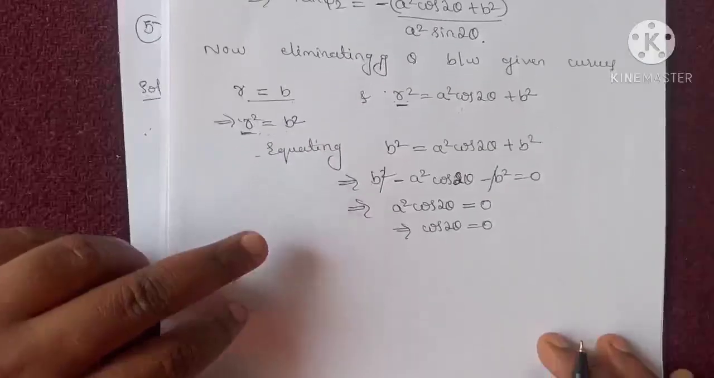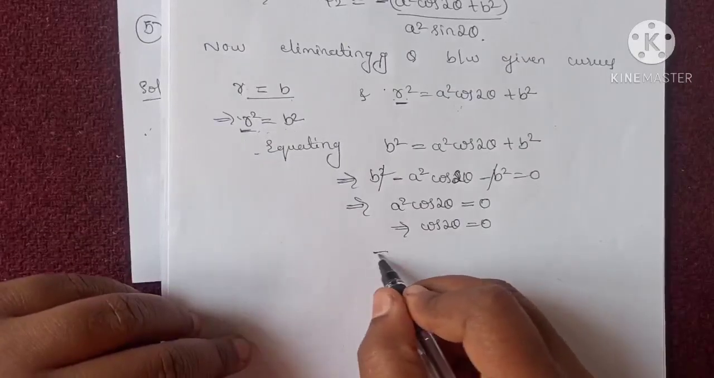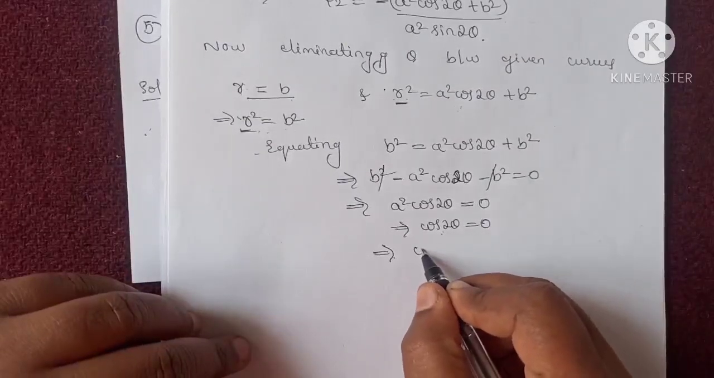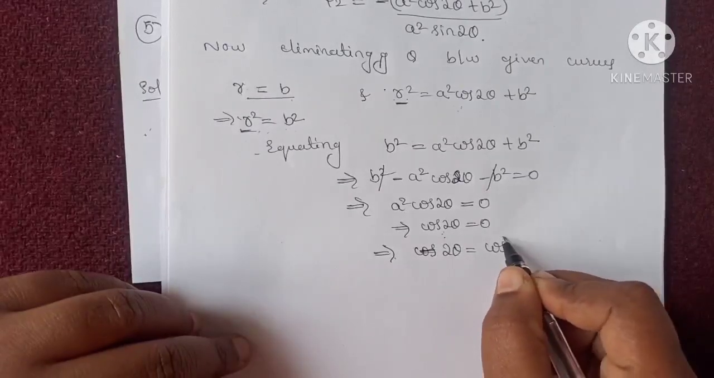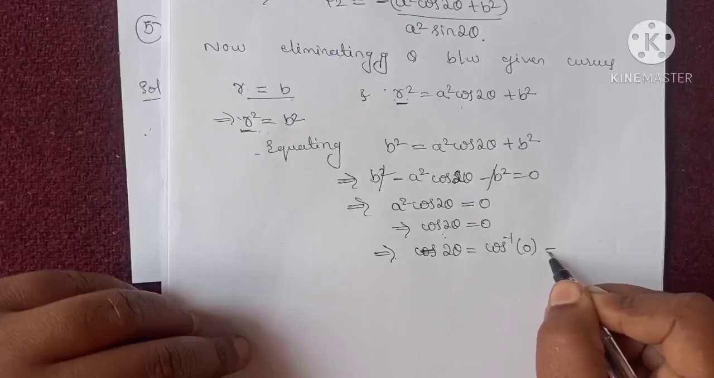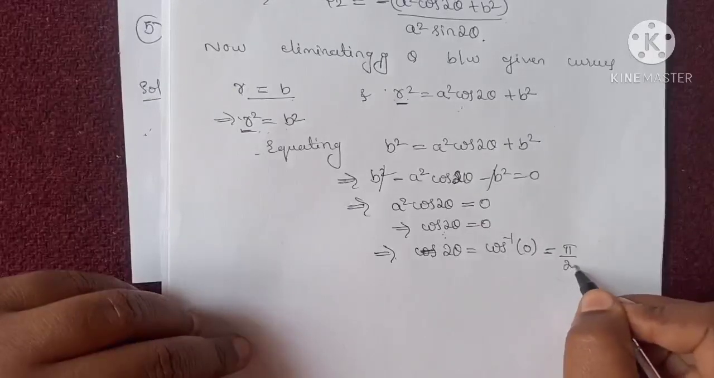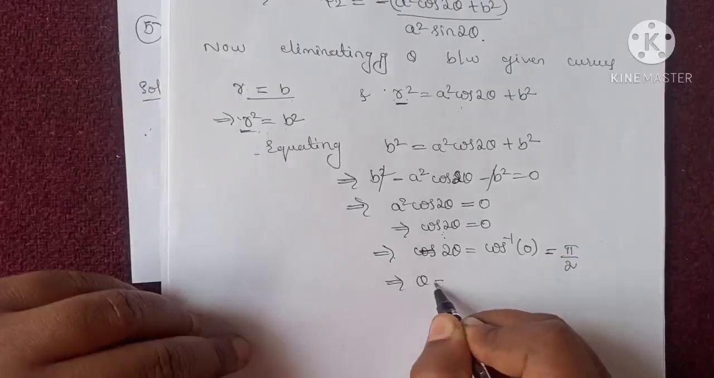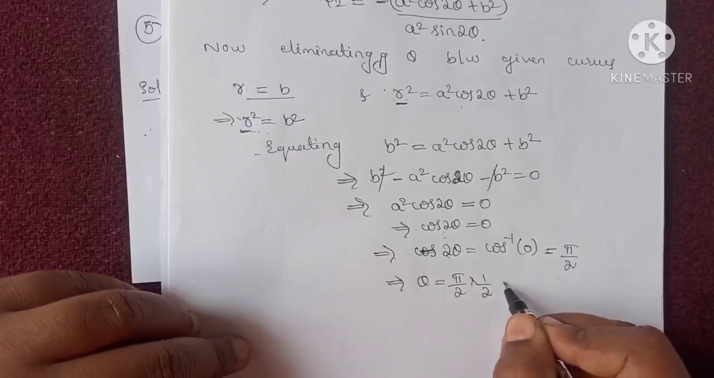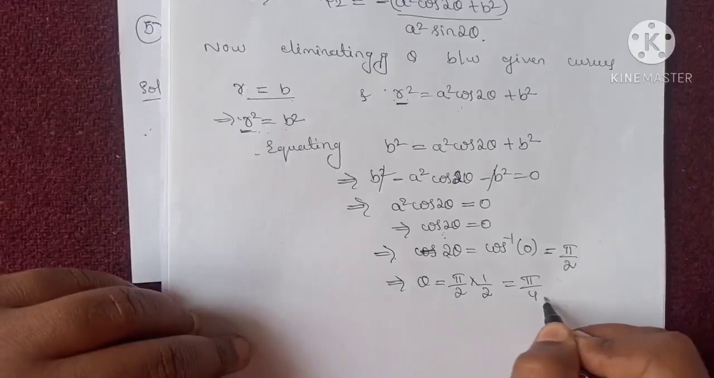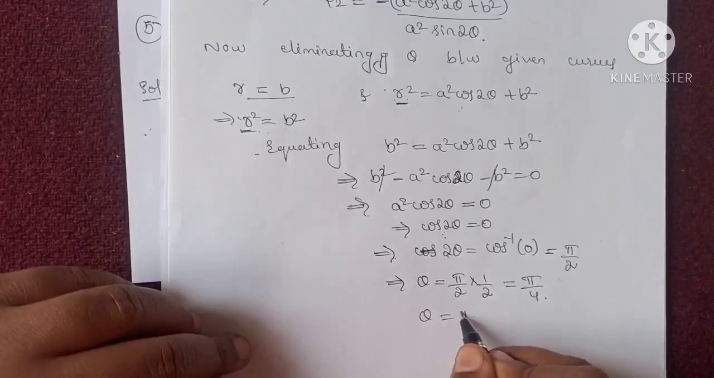Therefore we get 2 theta equals cos inverse of 0, which is equals to pi by 2. Thus theta value is pi by 2 into 1 by 2, which is equals to pi by 4. Thus theta value is equals to pi by 4.